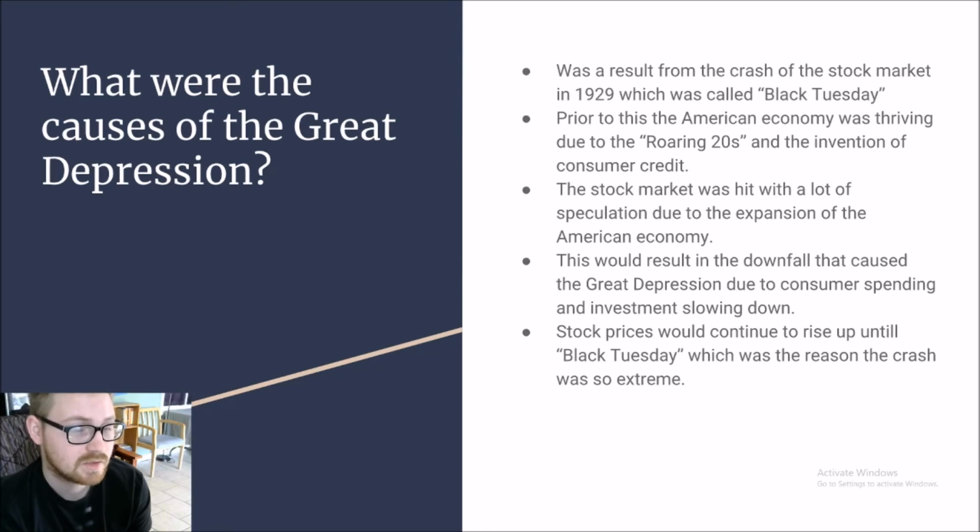Prior to the Great Depression, there was this time in American history called the Roaring Twenties, which was in the 1920s, and there were a couple of new inventions created, such as the vacuum cleaner, the dishwasher, etc. And a lot of Americans were able to start affording these kinds of technologies because of the introduction of consumer credit.